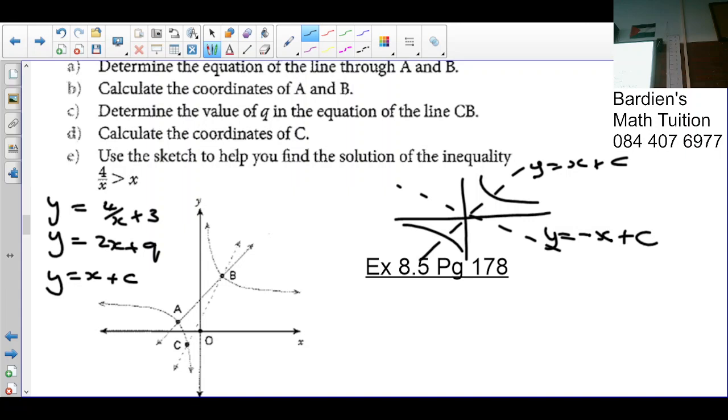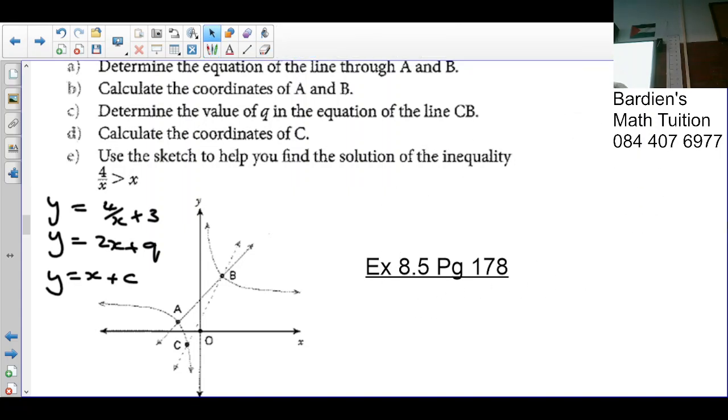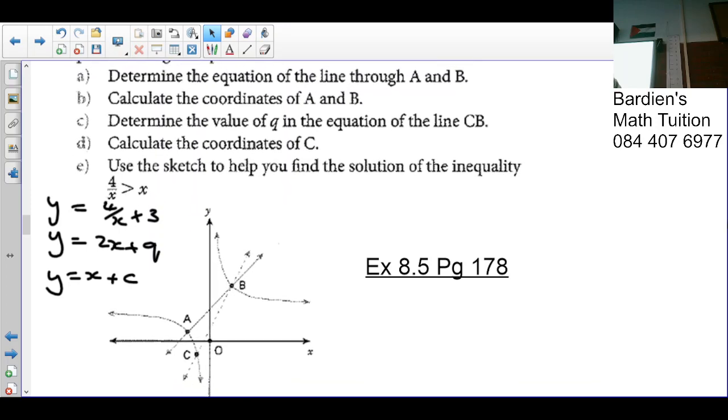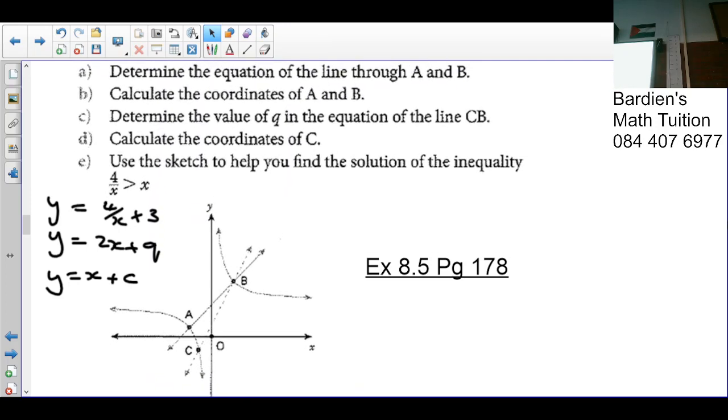What? How can you not label those in your exam? Okay, this is number 5, no? Okay.